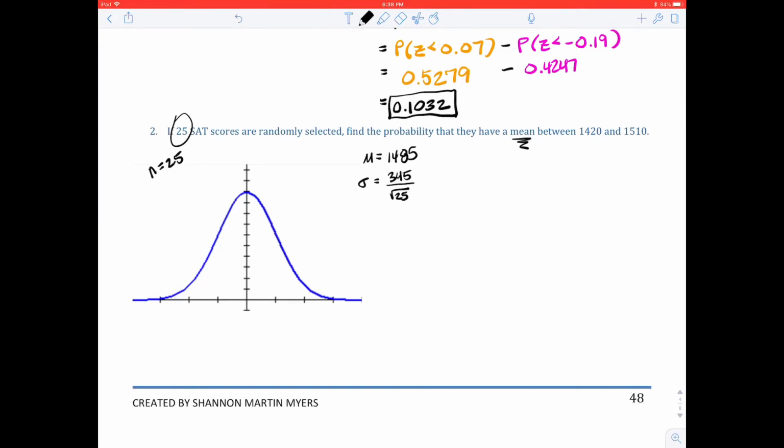So here's the cool thing. If we figure out what this is, 345 divided by root 25 is 69. And so do you see that this is much smaller? It's actually not even an approximation. It's exactly equal to 69. And so this is going to have way less spread. Does that make sense? So here your mean is still 1485.